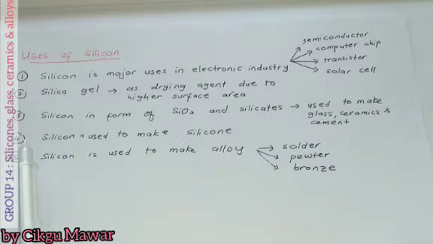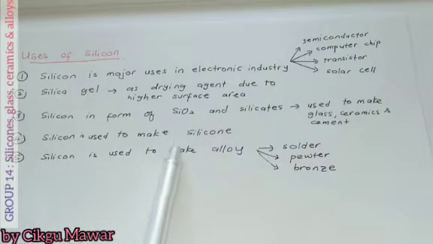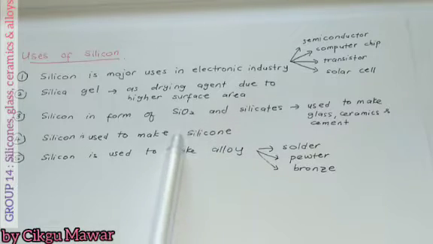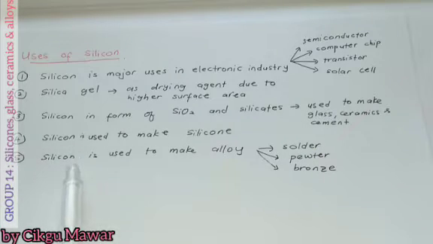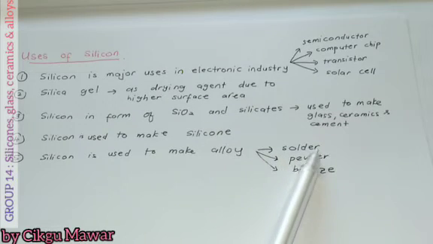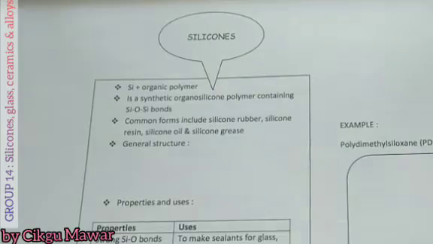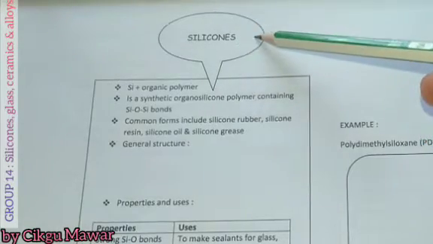Number 4, silicon is used to make silicone. This one we will explain further after this. Then the last one, silicon is used to make alloys, focusing on solder, pewter and bronze alloys. Now we go to the silicones topic.